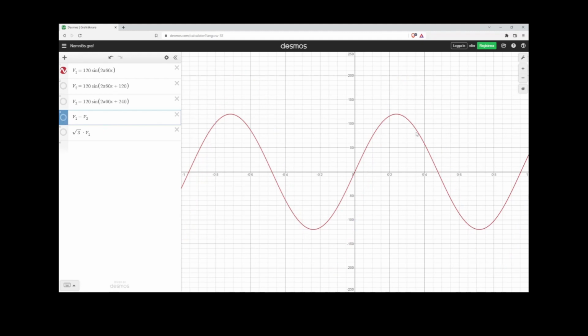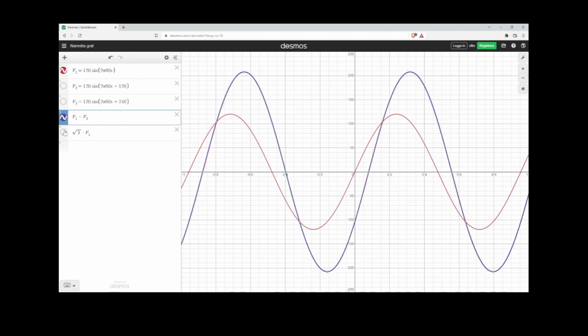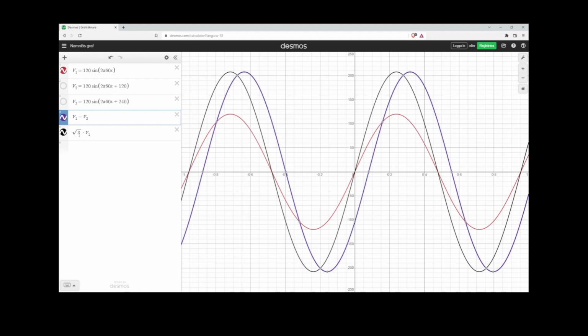The voltage across one coil is called line to neutral. So as you can see, the line to line voltage is actually square root of 3 times higher in amplitude as compared to the line to neutral. Alright, so let's go back to the drawing board for a second.